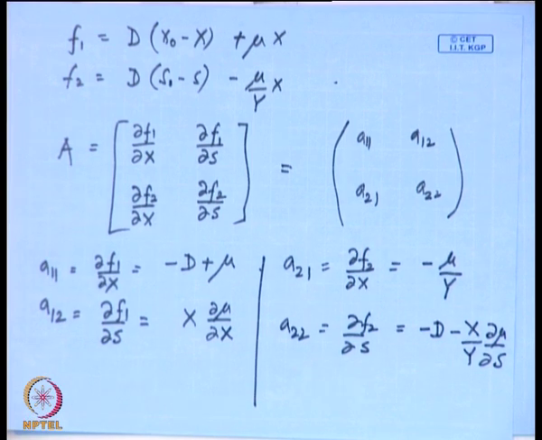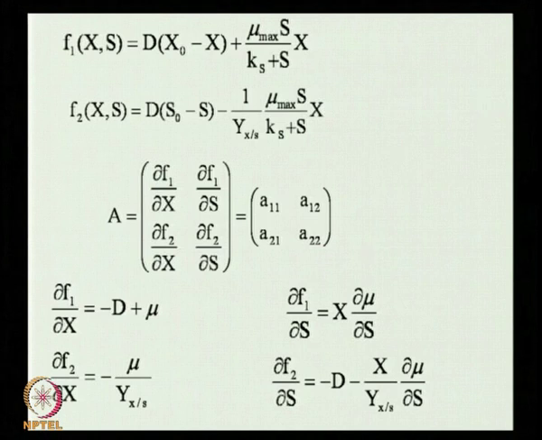We will stop here and continue with the rest in the next class. Just to quickly capture back, F1 and F2 are my functions, this is my Jacobian, and I take the derivatives at each step and get this.